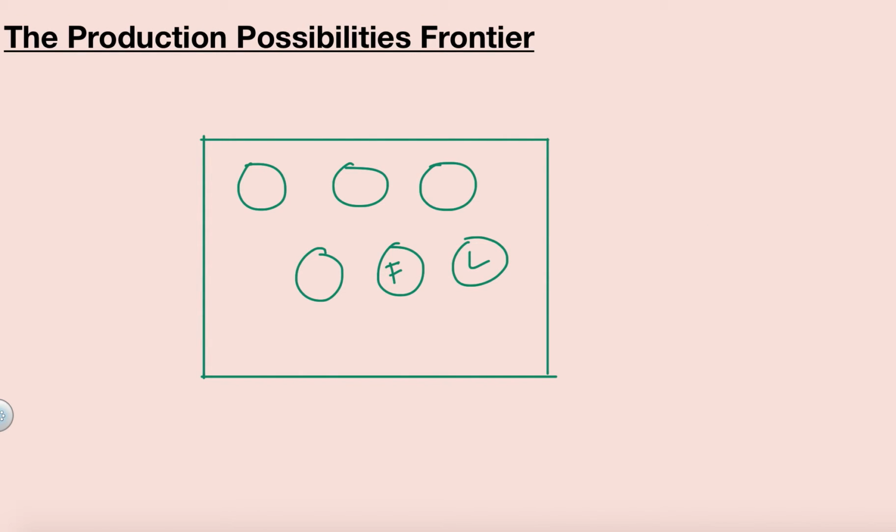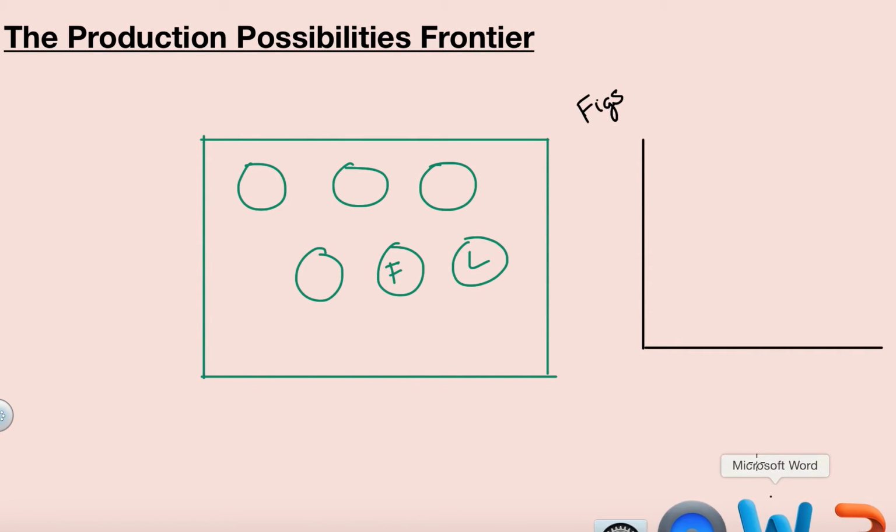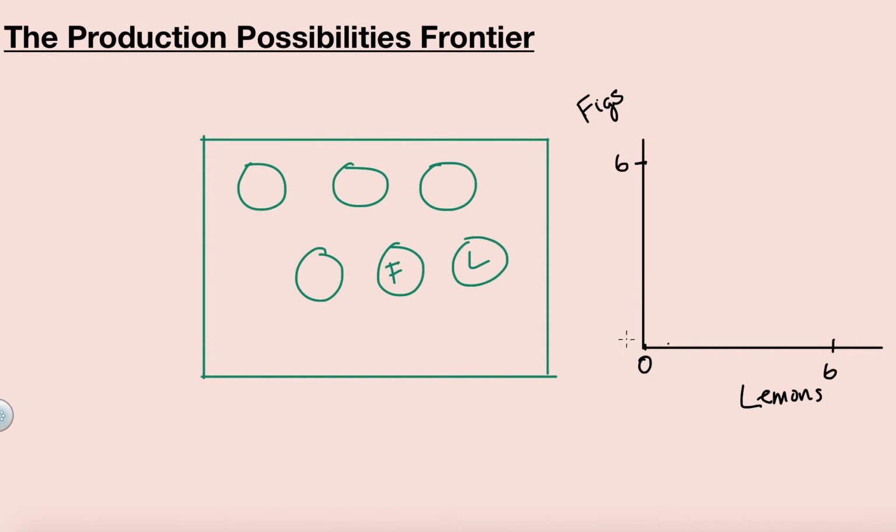Okay, so if I wanted to come over and graph this, I could very easily say, let's put figs on the y-axis, so this is going to be figs up here, and then let's put lemons down here. The maximum amount of figs that I could possibly produce, let's say 6 figs, means that I'm going to be producing exactly 0 units of lemons. Or I could produce 6 lemons, and then I would have exactly 0 figs.